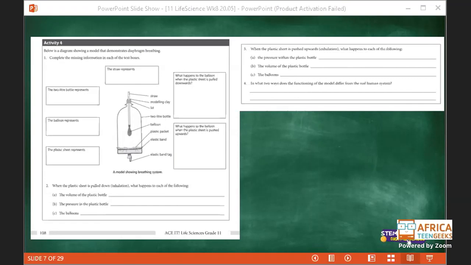All right, so the answer that I got is that it relaxes, which is correct because the balloon would deflate. Okay, now let us look at question 2, which reads, when the plastic sheet is pulled down, this is inhalation. What happens to each of the following? A, the volume of the plastic bottle, B, the pressure in the plastic bottle, and C, the balloon. So can I get the answers for question 2A, B, and C?